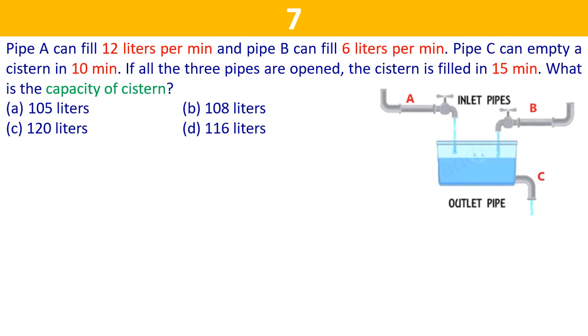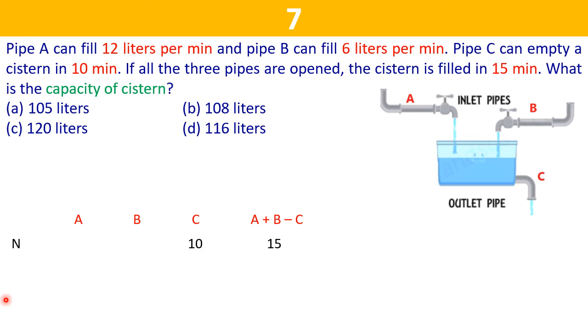So there are again two inlet pipes A and B जिनका rate of filling आपको दिया है 12 liter per minute and 6 liter per minute. और एक emptying pipe है जिसको pipe C नाम दिया है, which can empty the entire cistern or tank in 10 minutes. Okay, so we'll tabulate it like this: A, B, C and A plus B minus C. The value of N is given for C, and if all three are opened, that is A plus B minus C, as 15 minutes. So I will write the value of N as 10 and 15 for this.